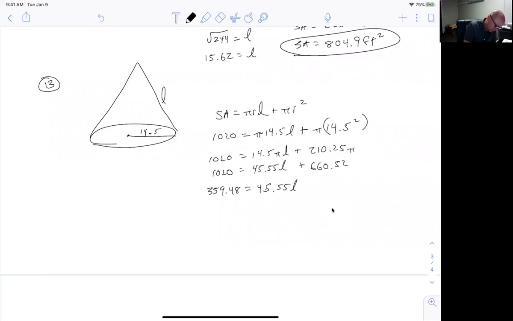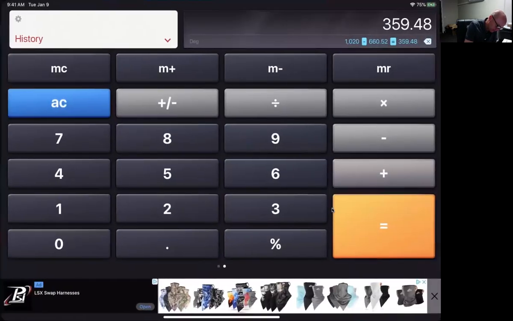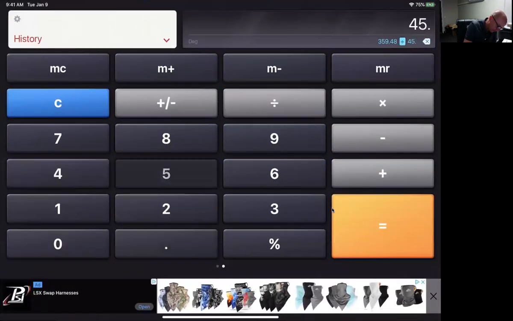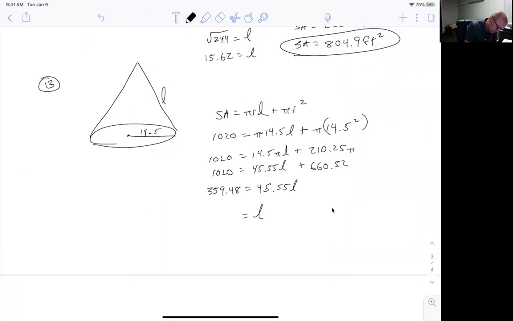Okay, now let's divide by 45.55. Take that and divide by 45.55. And I get 7.9 basically. So the slant height is 7.9 and we are in meters. There you go. That's all there is to it.